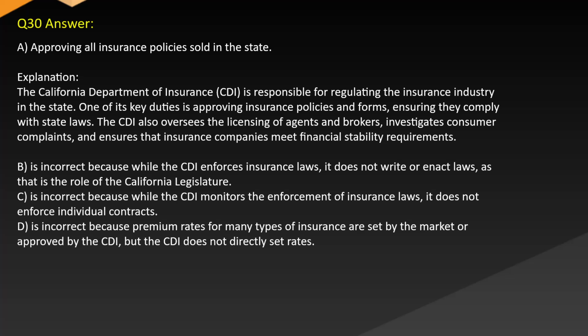Explanation: The California Department of Insurance, CDI, is responsible for regulating the insurance industry in the state. One of its key duties is approving insurance policies and forms, ensuring they comply with state laws. The CDI also oversees the licensing of agents and brokers, investigates consumer complaints, and ensures that insurance companies meet financial stability requirements. B is incorrect because while the CDI enforces insurance laws, it does not write or enact laws, as that is the role of the California legislature.